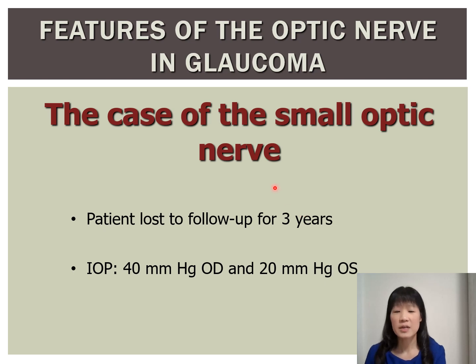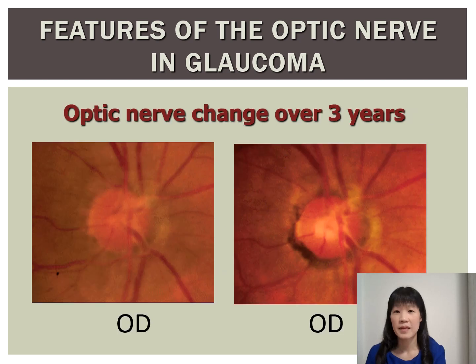So here's a patient who has a small optic nerve disc diameter, had high pressures in the 40s, and was lost to follow-up for 3 years in the right eye. And here you can see that right eye, which used to be a 0.1 cup-disc ratio, now has maybe a 0.3 cup-disc ratio. But again, in this patient, since they were born with a 0.1 cup-disc ratio, 0.3 is glaucomatous.